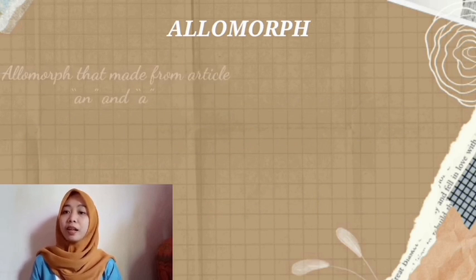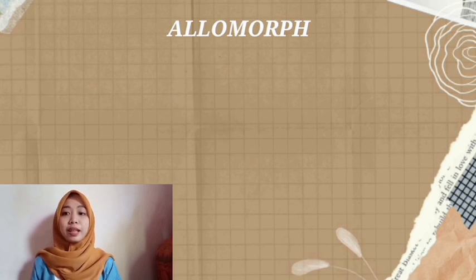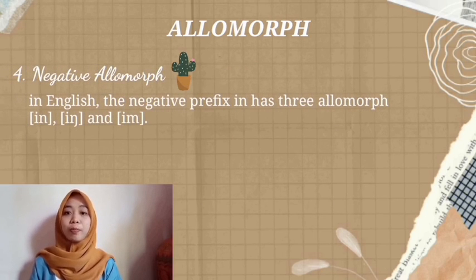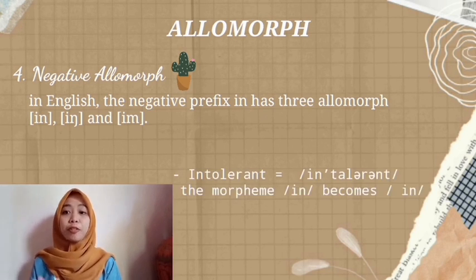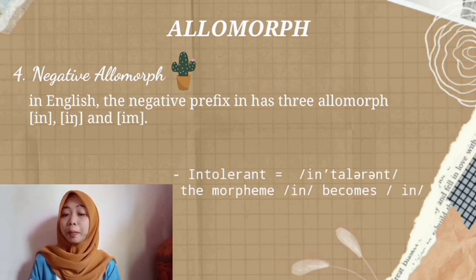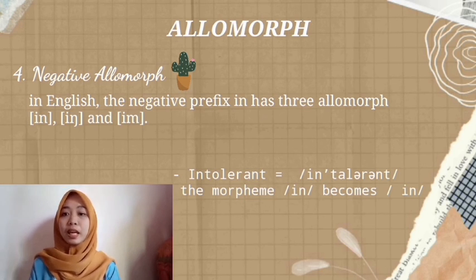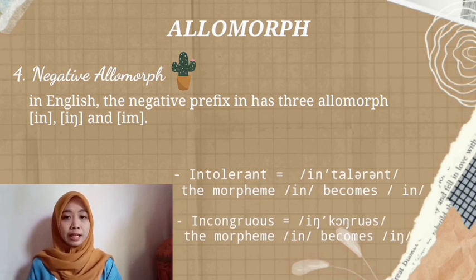And next is allomorph that is made from articles. It's like a and an. And next, or the fourth, is negative allomorph. In English, the negative prefix in has three allomorphs. It's like in, il, and im. In the word tolerant, we can see that the negative allomorph, the morpheme in becomes ig. And next example, in the word incongruous, the morpheme in becomes in.